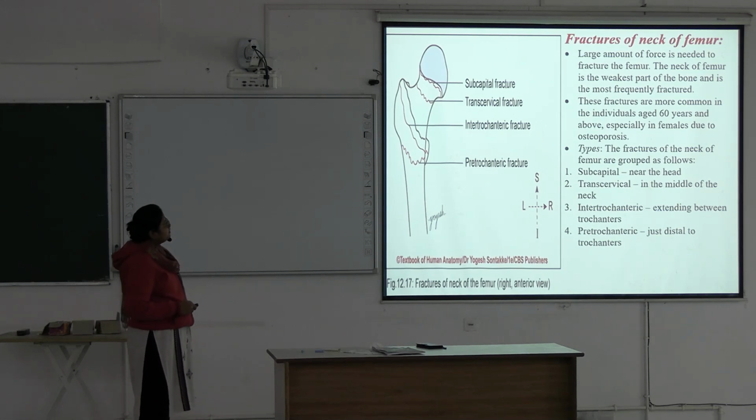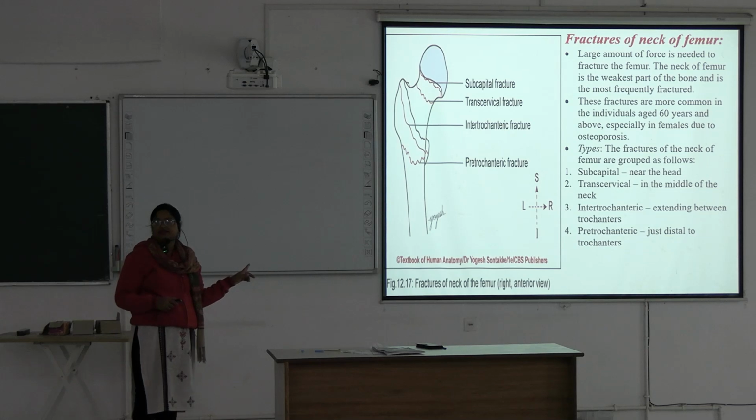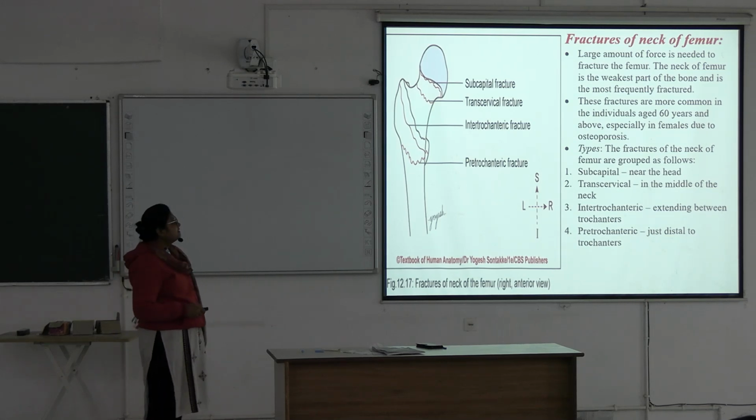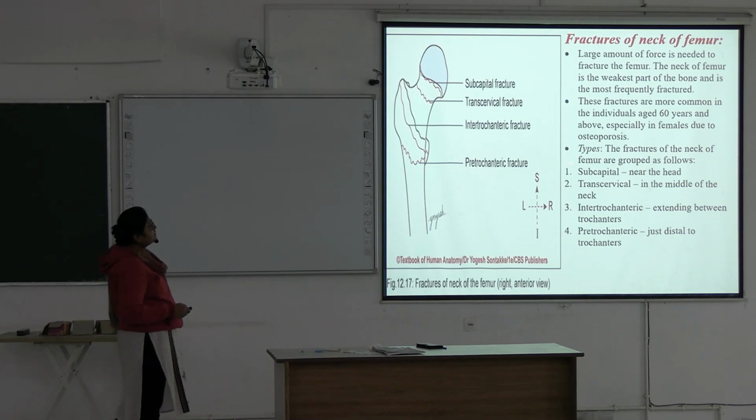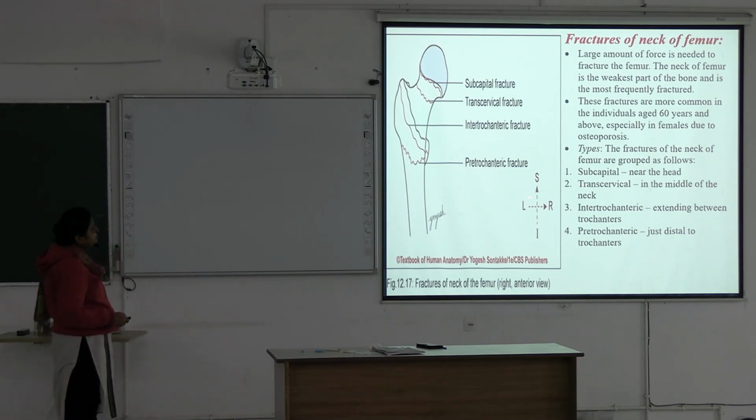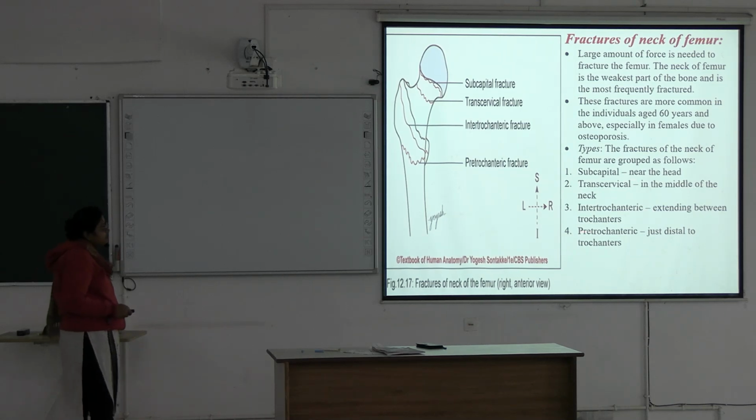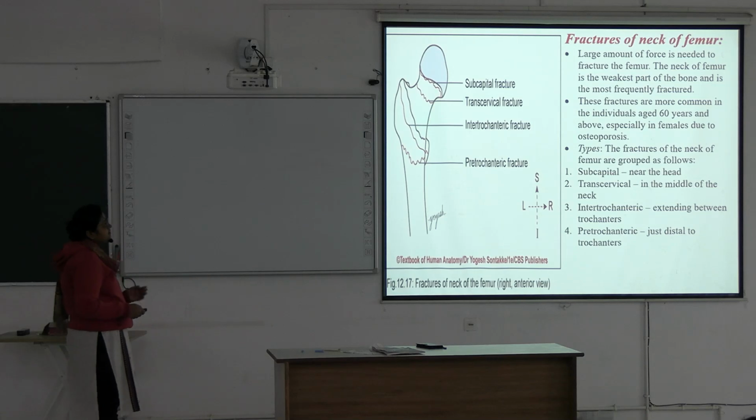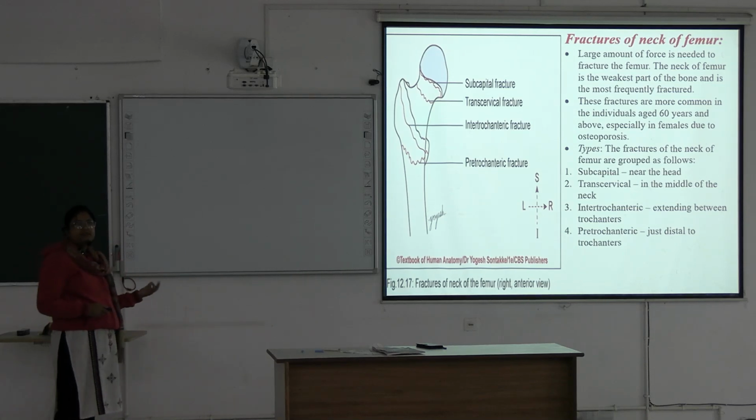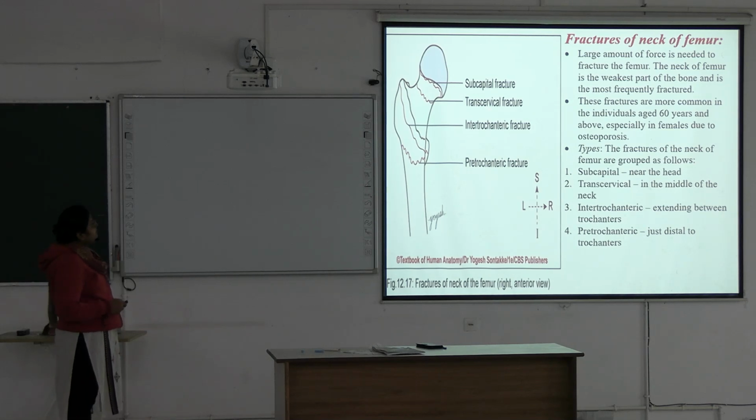What are the types of fracture? This is a very frequently given short note, fracture neck femur. Important short note. So fractures of the neck of femur are grouped as follows: subcapital fracture, transcervical, intertrochanteric, peritrochanteric. Subcapital: capitate means head, so subcapital means just below the head. So here the subcapital fracture occurs. It occurs near the head.